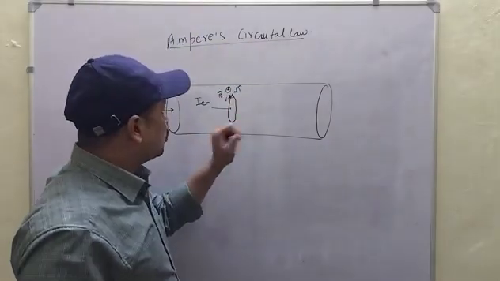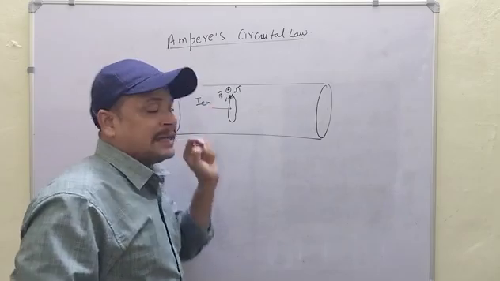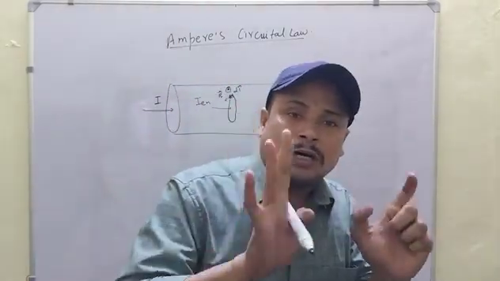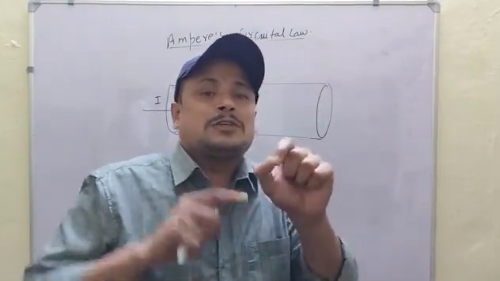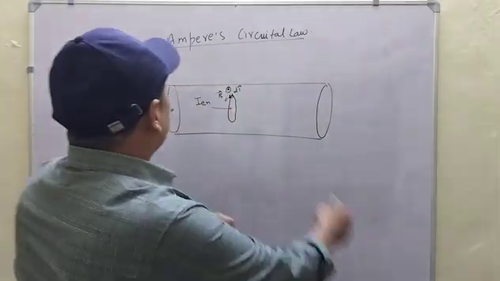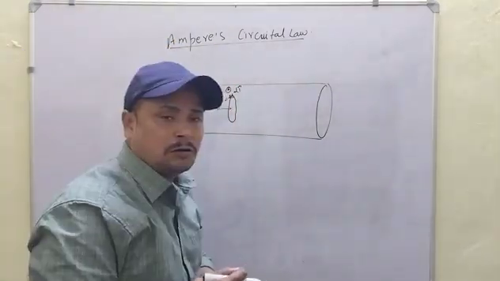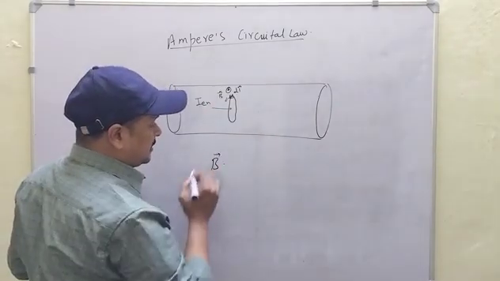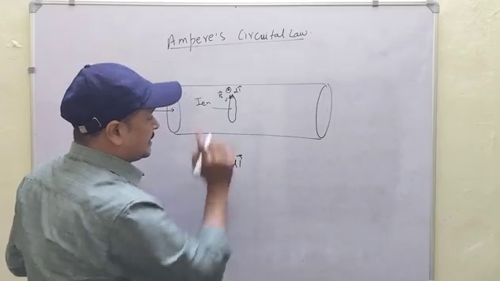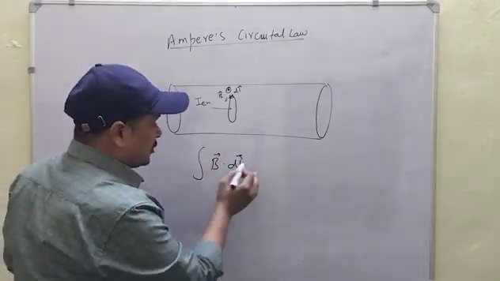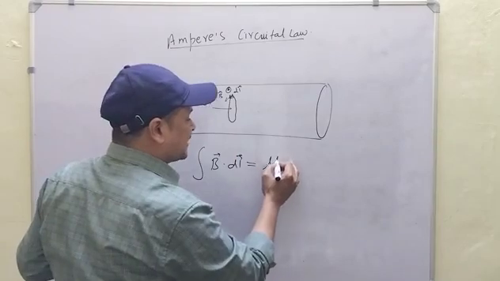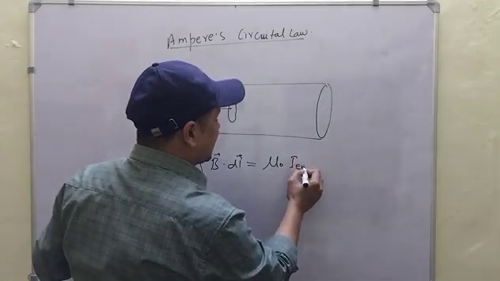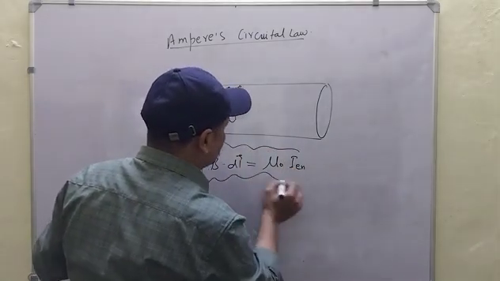So we have the loop, we have the field, we have the element, and then the current which is passing through the loop, or you can say the current enclosed by the loop. According to this law, the integral of B dot dl, the magnetic field dotted with the element dl, is equal to mu naught, the permeability of vacuum, times the current enclosed by the loop.